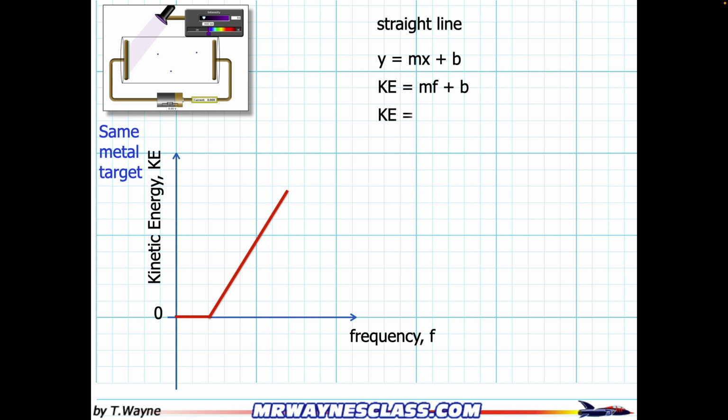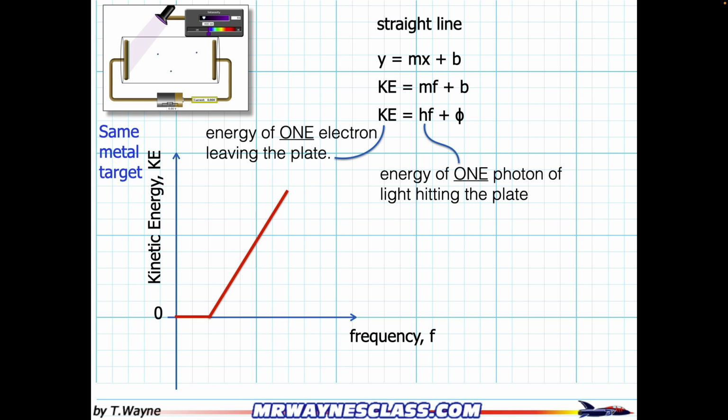Well, this happens to fit our other equation that we know. The kinetic energy of the released electron is equal to the incident light's energy plus the work function, being that minimum amount of energy to hold it still. Remember, this kinetic energy is the energy of one electron leaving the plate. And the light is the energy of one photon hitting the plate. And of course, the work function, that's the minimum energy needed to release an electron from the plate.